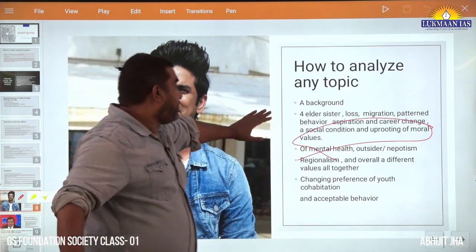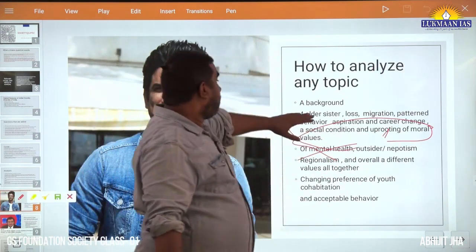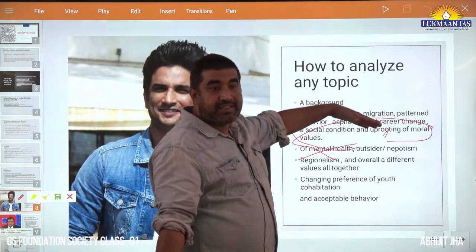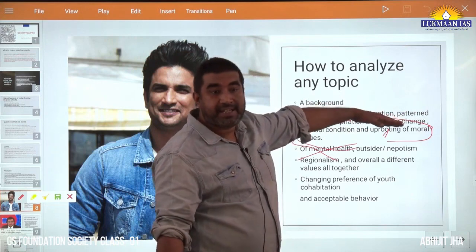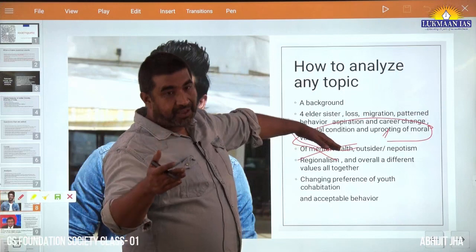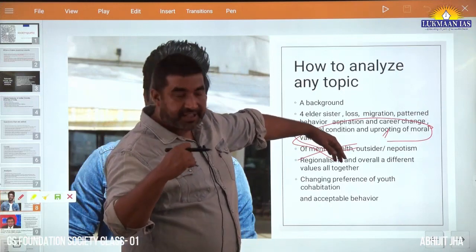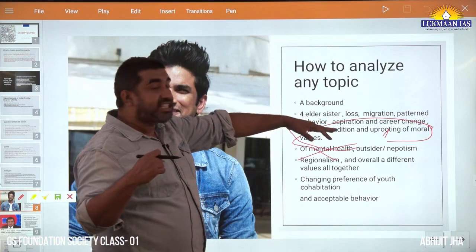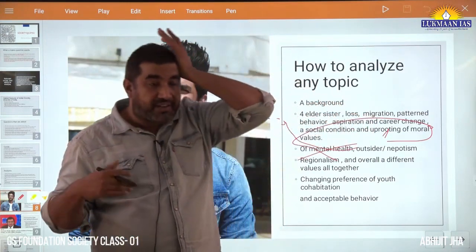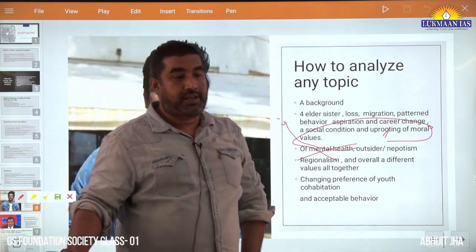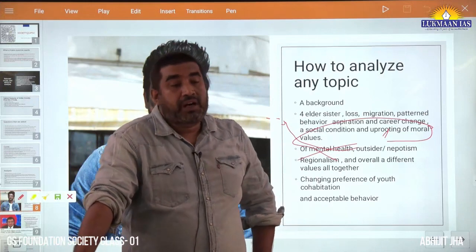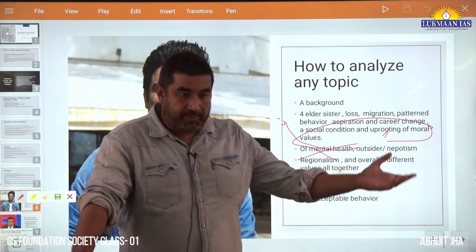Okay, so all these conditions, meaning four elder sisters and the consequence, loss and the emotional upheaval, migration, and certainly the change that he was seeing in behavior, in his reference group. Okay, aspirations. See, it is the aspiration that is creating problems in modern society. If aspiration is limited, it will not create problems. But now what we are witnessing is infinite aspiration.